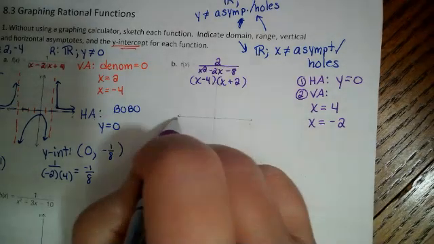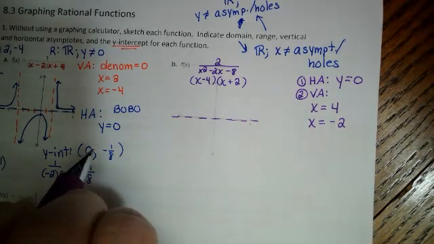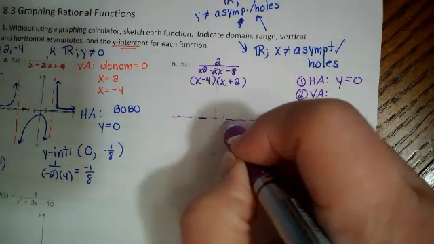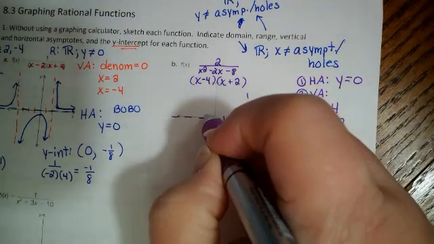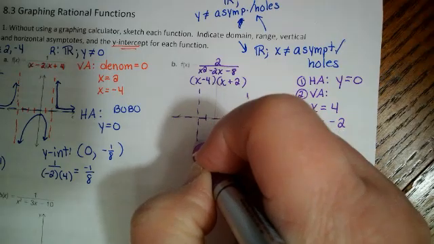So we've got 3 asymptote lines here. I have y equals 0. I have x equals 4. And I have x equals negative 2.